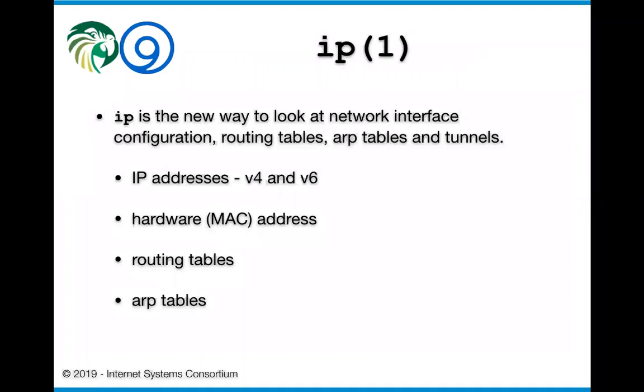So ip. ip is the new way to look at the network interfaces, the configuration of those interfaces, the routing tables, the ARP tables, and tunneling information. You can look at the IPv4 and v6 addresses, the MAC addresses, the routing tables, the ARP tables, and some very interesting, but not relevant at this point, tunneling configurations.